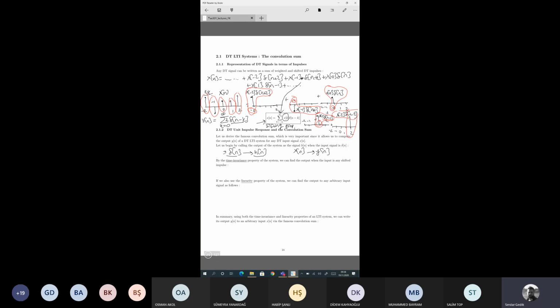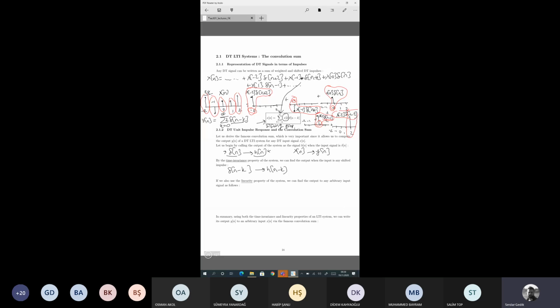Well, if impulse is at the input, then h of n, the impulse response, is at the output. If the system is time invariant, then if I shift the input, the corresponding output is also shifted, right? So this is the result of the time invariance.